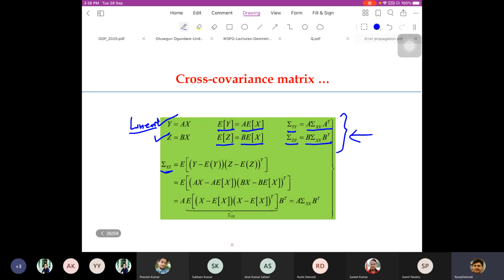I do not find any confusion from your side in this. What has been asked is sigma yz, isn't it? So how would you write it? Expectation y minus mu y, z minus mu z transpose. Y you would write as ax, expectation y you know, a expectation x, similarly z, expectation z, and then you'll realize that it is nothing but a sigma xx b transpose. See how it has changed from here to here. The change is clearly observed that it is now a sigma xx b transpose.